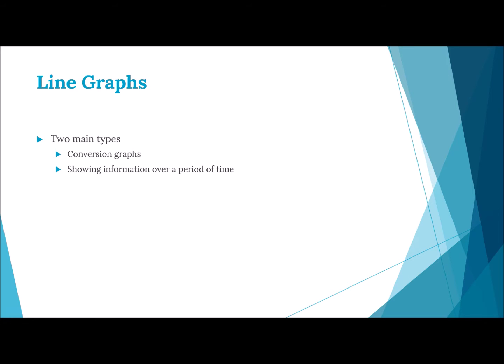So that's bar charts. Take a look at line graphs now. There's two main types. One is the conversion graph, and the other is the one we were mentioning before, something that shows continuous information over a period of time.